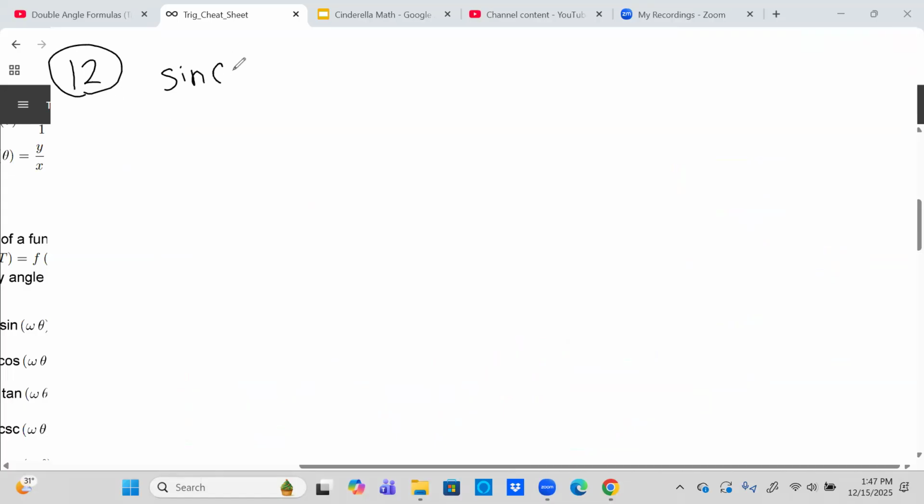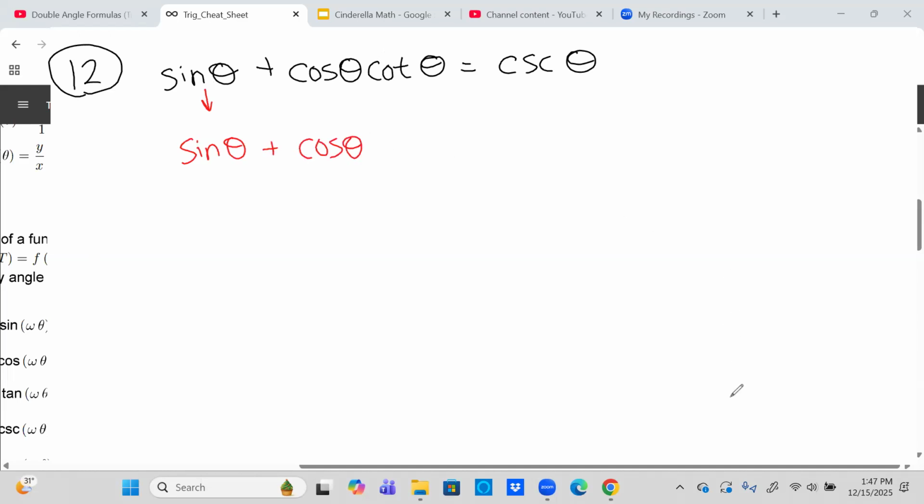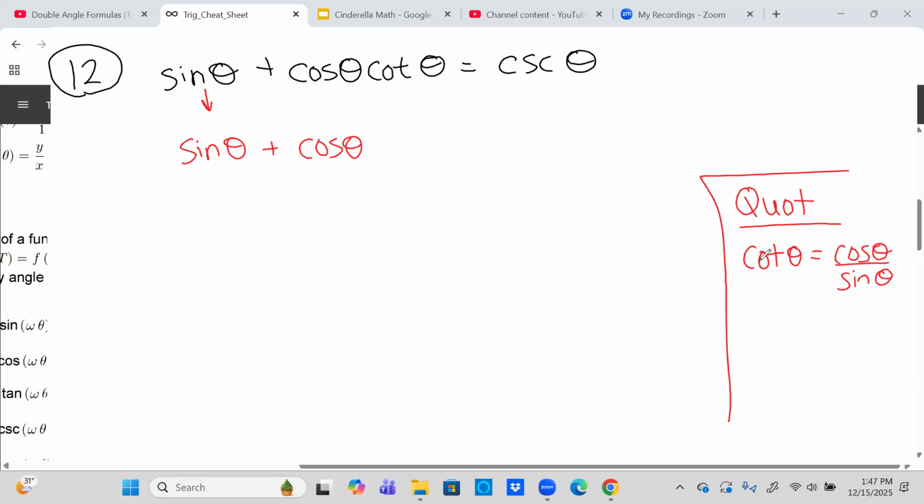Sine theta plus cos theta cotan theta needs to equal cosecant theta. All right, well, this one's fine. Keep the plus, cos is fine, and then go to your cheat sheet, or you just know from your quotient identities that cotan is cos over sine. That is a good one to memorize if you can. If not, just go to your quotient identities. So we're replacing cotan with cos over sine.